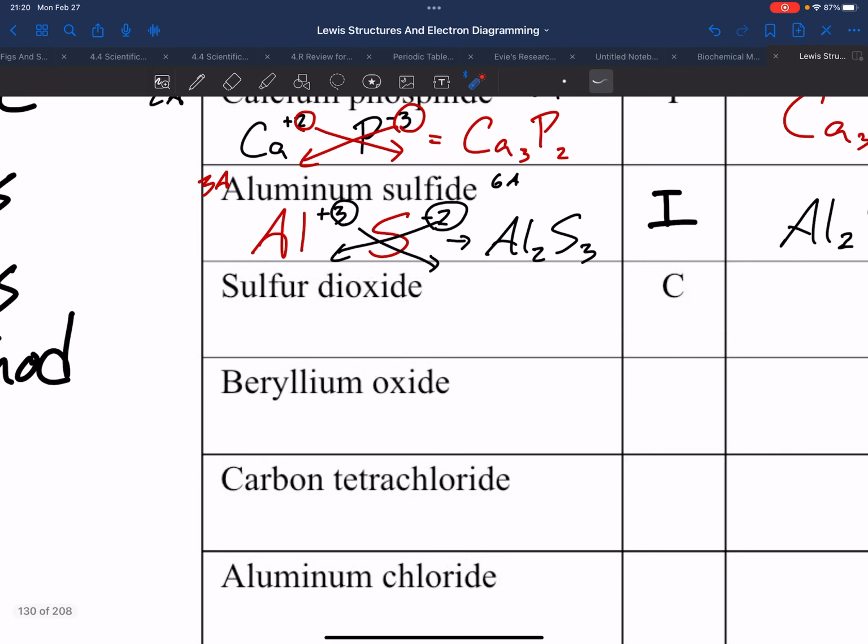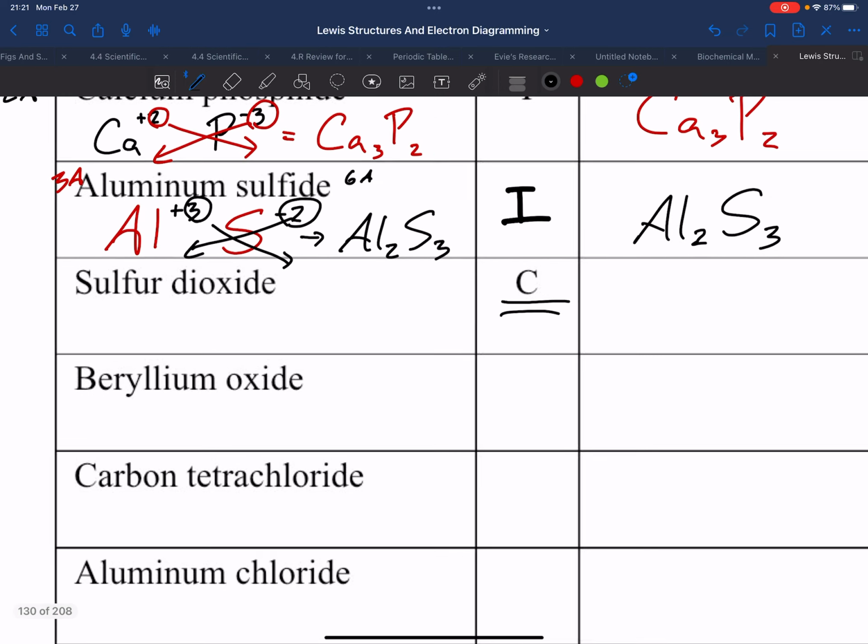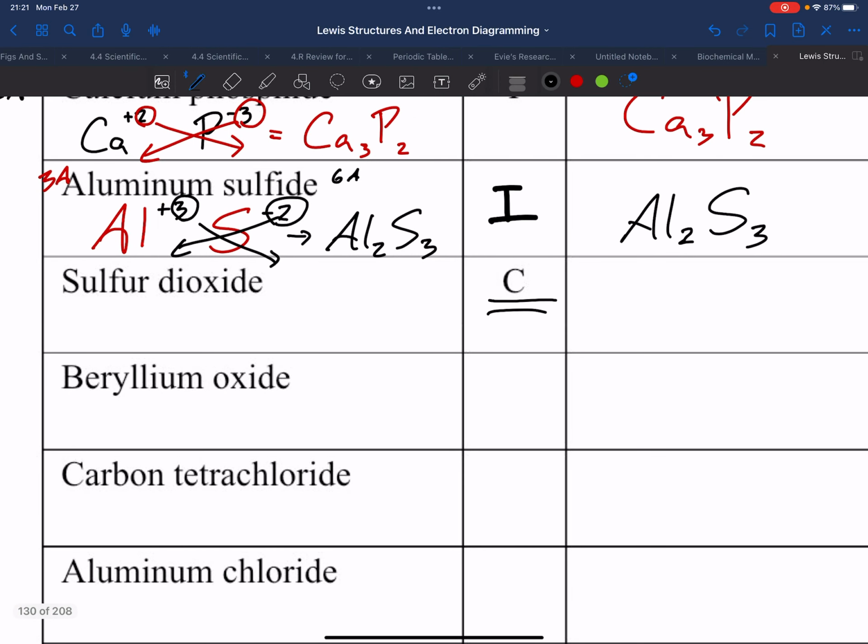Now, anytime you see a prefix, you can rest assured that it is going to be a nonmetal covalent. Since it's nonmetal, we know that it's covalent. Since it's covalent, we do not have any charges involved, right? There's no crisscross method. There's no charges, no ions, no crisscross.